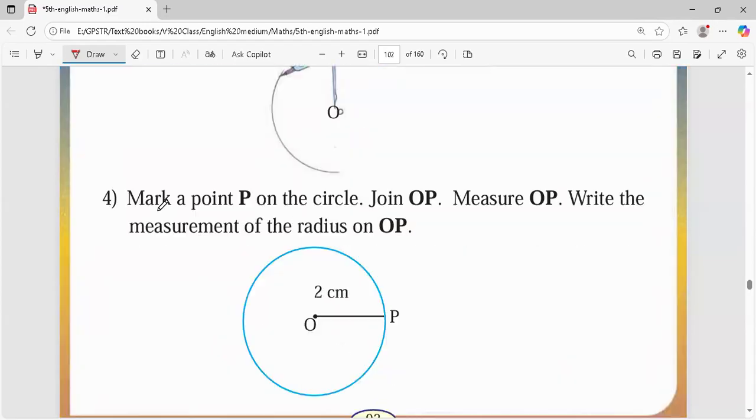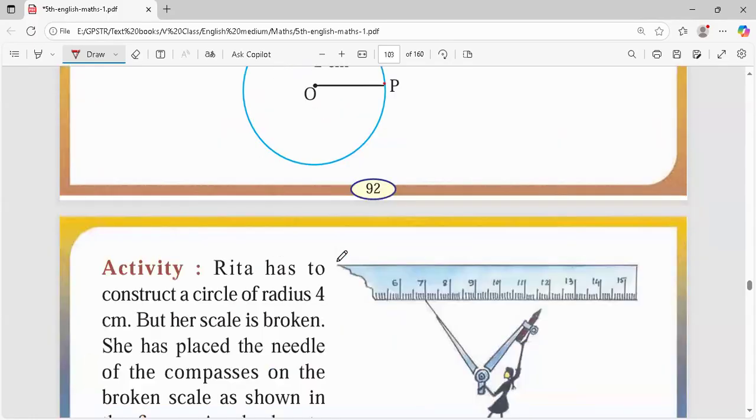Okay. Next, mark a point on the circle. Mark a point P on the circle. This is a point P on the circle. Join OP. This is OP. Measure OP. Write the measurement of the radius on OP. This is 2 centimeter. The measurement is 2 centimeter.